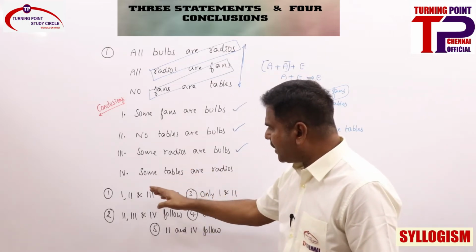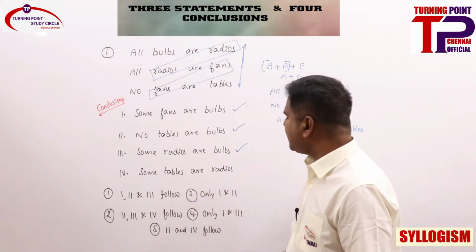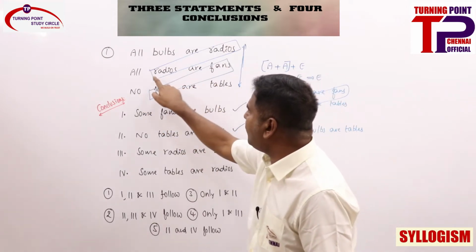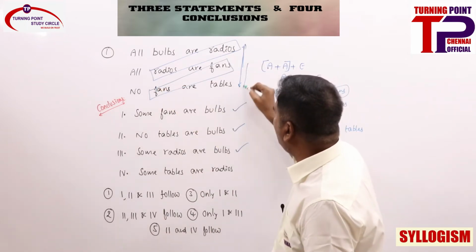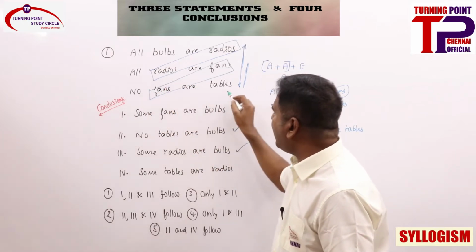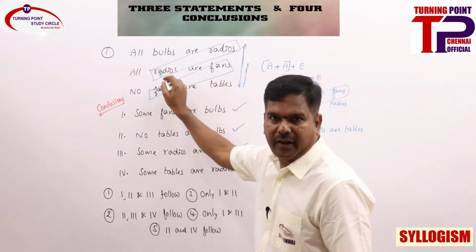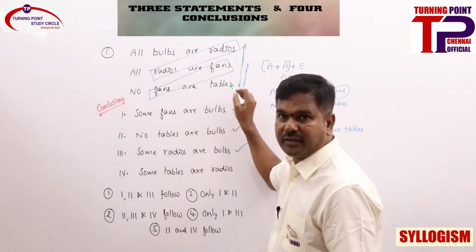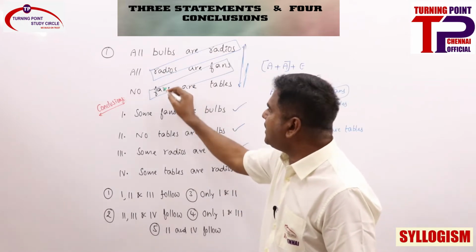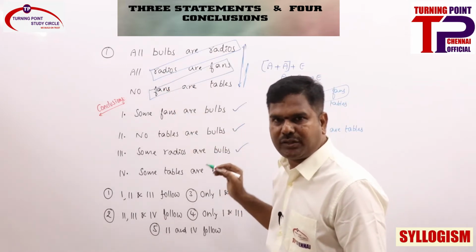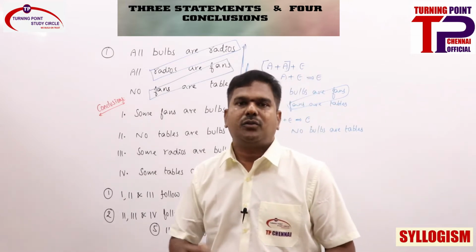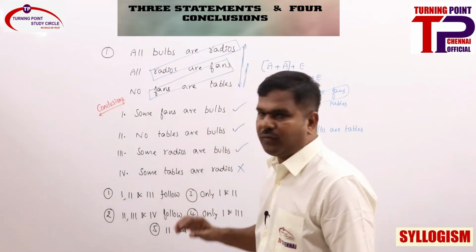So finally the last conclusion, some tables are radios. Where are tables and where are radios? Relevant statements: the third one has tables and the second one has radios. So 2 and 3, right? If you take A plus E, what is A plus E? E. E means what you will be getting? No radios are tables, or no tables are radios, or some radios are not tables, some tables are not radios. But here what is the statement we have? I statement. From an E statement you won't be getting an I statement. Only an O statement you will be getting. So this one won't follow. So which all follow? 1, 2, 3 follow, the fourth one doesn't follow.